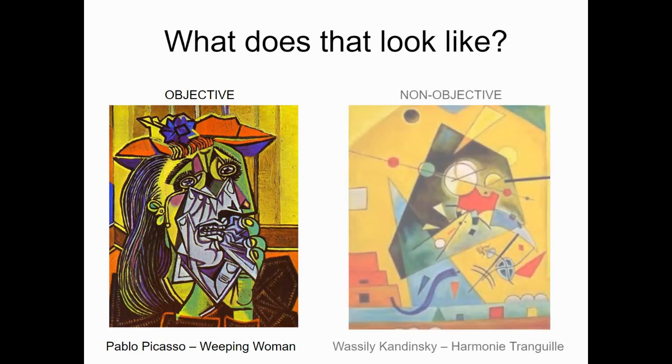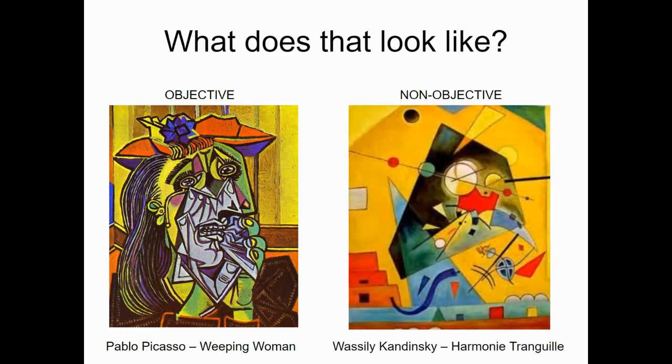In contrast, a non-objective painting by Vasily Kandinsky, here on the right, is one that is simply about lines and shapes and how they are arranged on the page. This is not a picture of a person. It's not a picture of a landscape. It's not a building. It's nothing. It's just a composition of shapes, forms, and color.